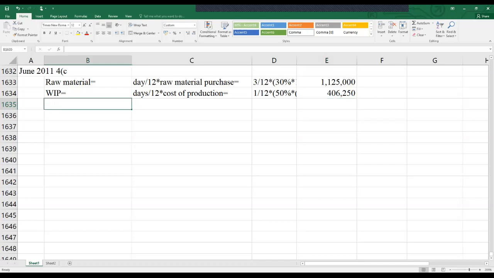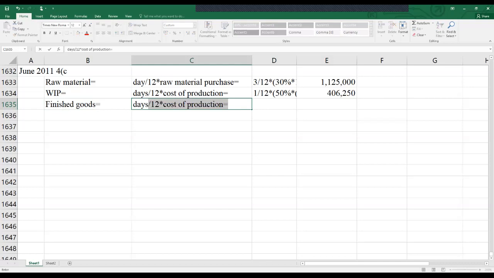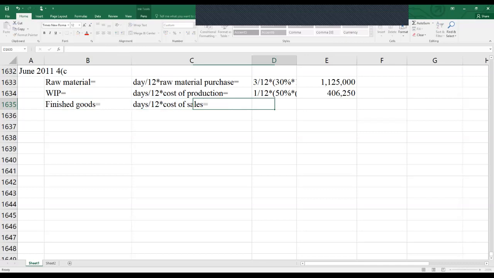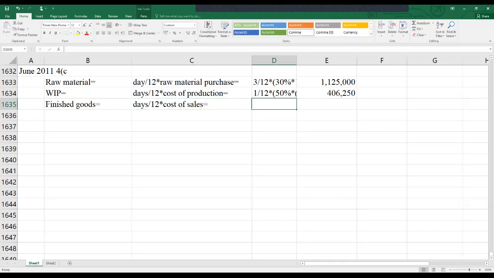Okay, same process for finished goods. Finished goods investment will be equal to the days for finished goods, and we divide by 12. In note 3, the finished goods are 1 month, so therefore we divide by 12, okay? But now we multiply by the cost of sales, not production, by cost of sales, okay? Note 3 says finished goods represent 1 month of production.